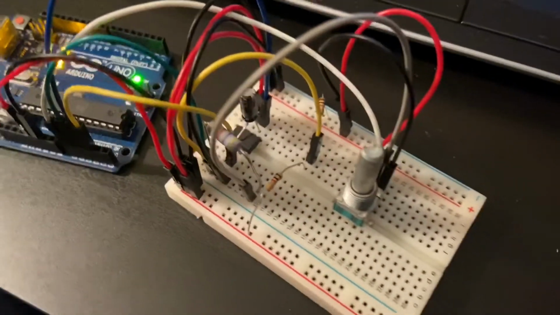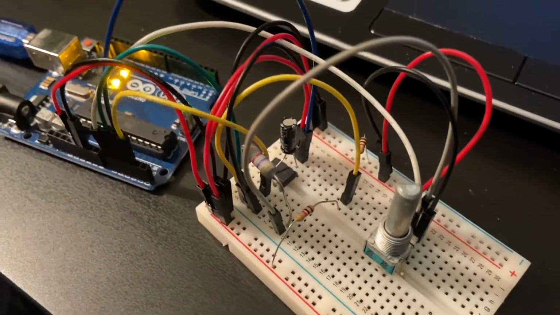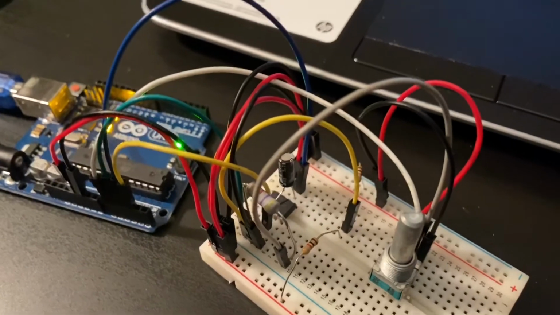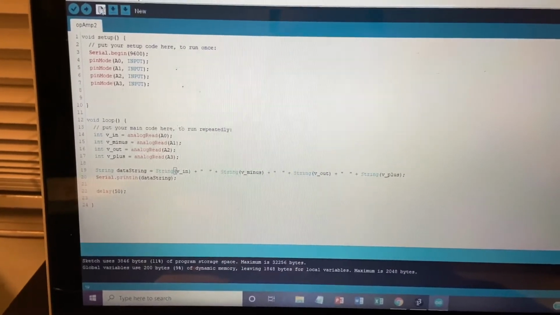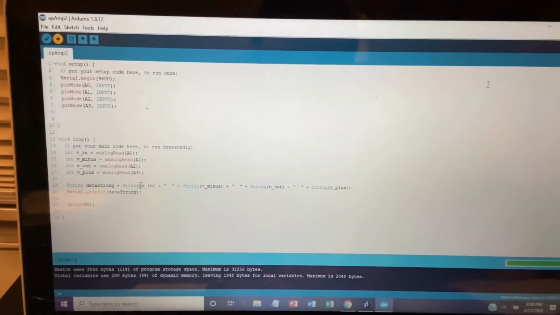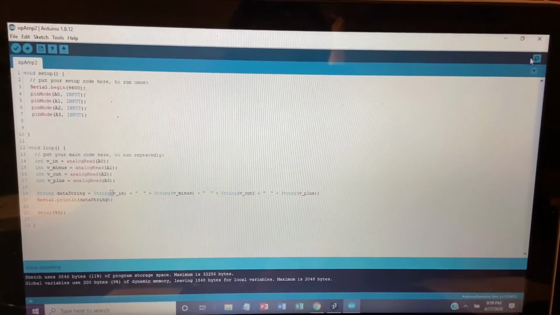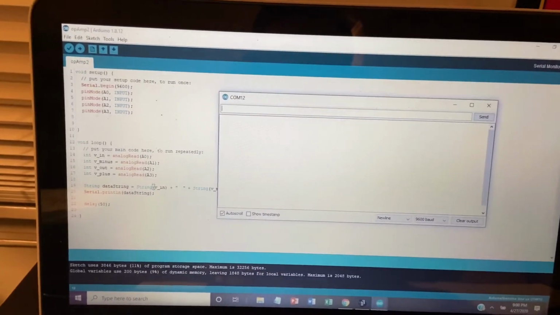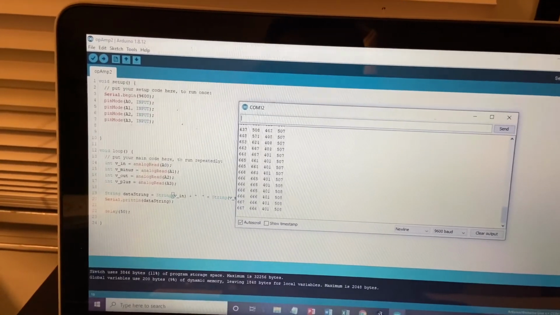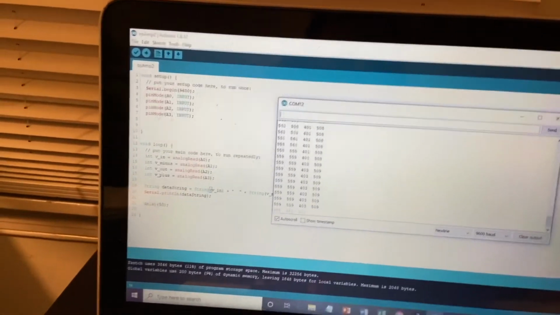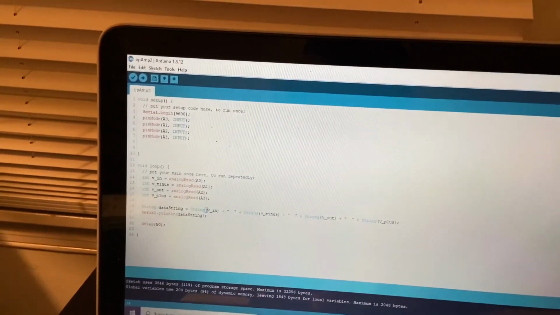Now here is the circuit wired up for the integrating amplifier. The Arduino code once again, and if we go ahead and upload and open the serial monitor just to check the values, you can see we're able to change them. We'll go to Processing real quick.